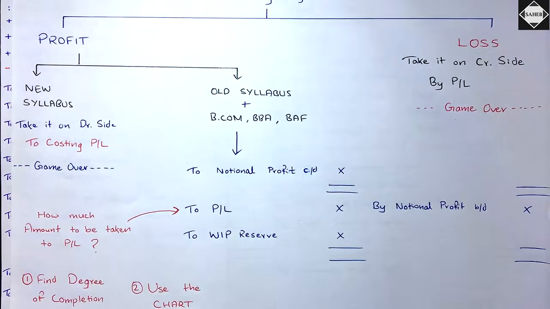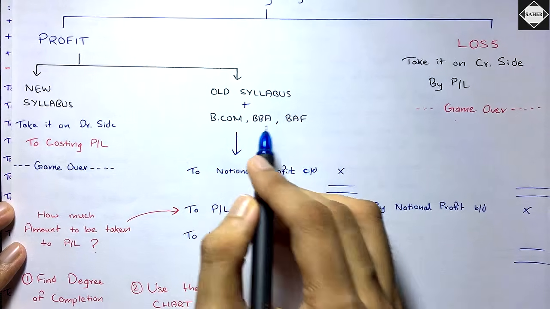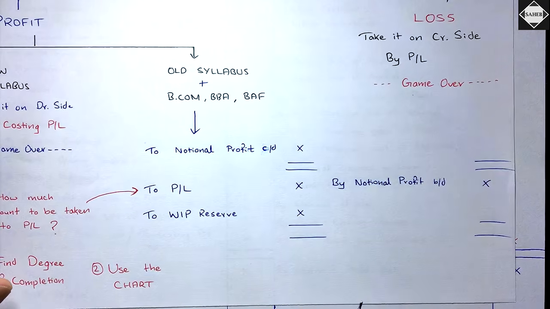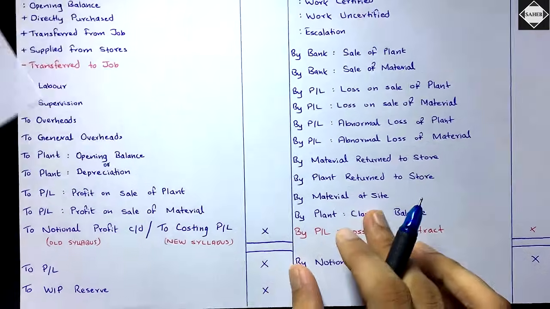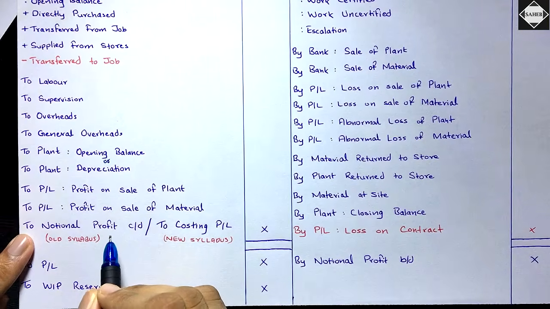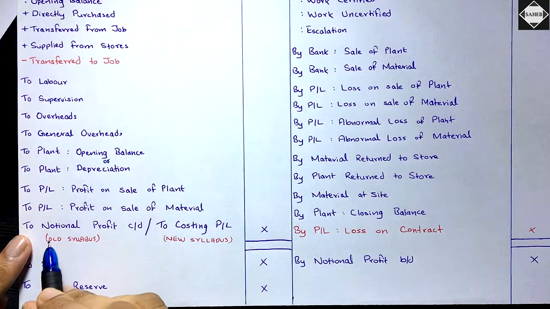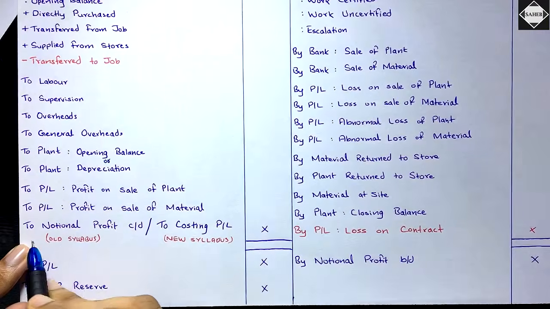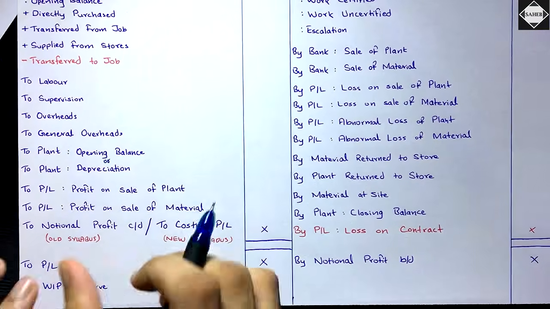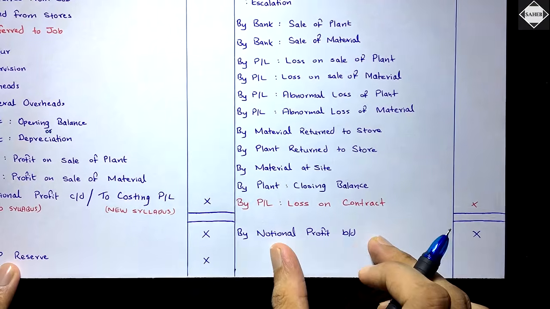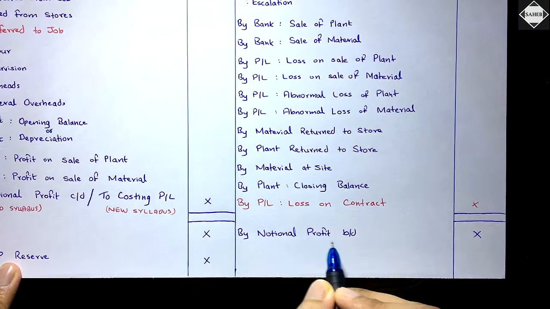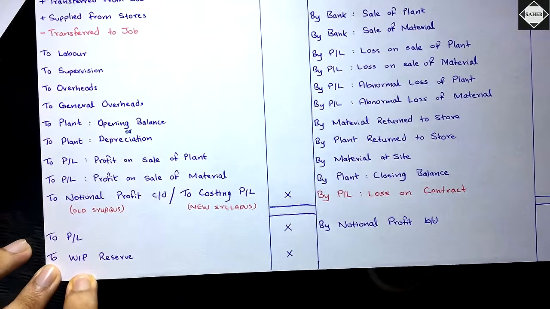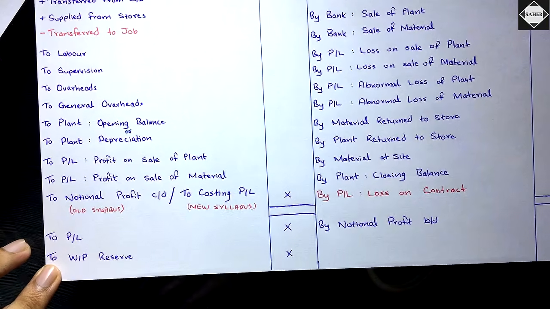But for the old syllabus students and the BCOM, BBA and BAF students, you have to do the split method. First you have to recognize this profit as notional profit, not actual profit, just a rough profit, because you are going to split that. So take whatever balance you get as notional profit C by D, and then take that over here on the credit side, after tallying, by notional profit brought down. Then you have to split that into profit and loss and WIP reserve, work in progress reserve.